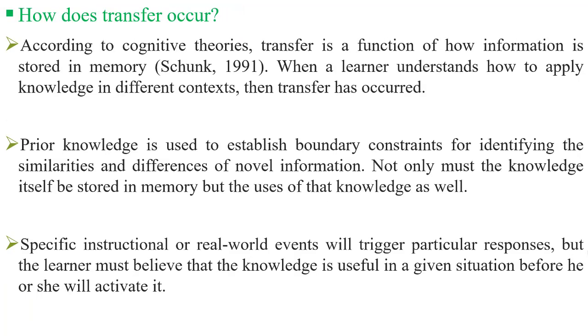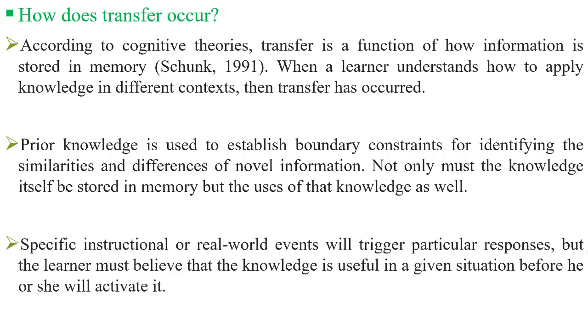How does transfer occur? According to cognitive theories, transfer is a function of how information is stored in memory. Shank 1991: when a learner understands how to apply knowledge in different contexts, then transfer has occurred. So according to cognitivism, transfer occurs when you have the ability to apply knowledge in different contexts.